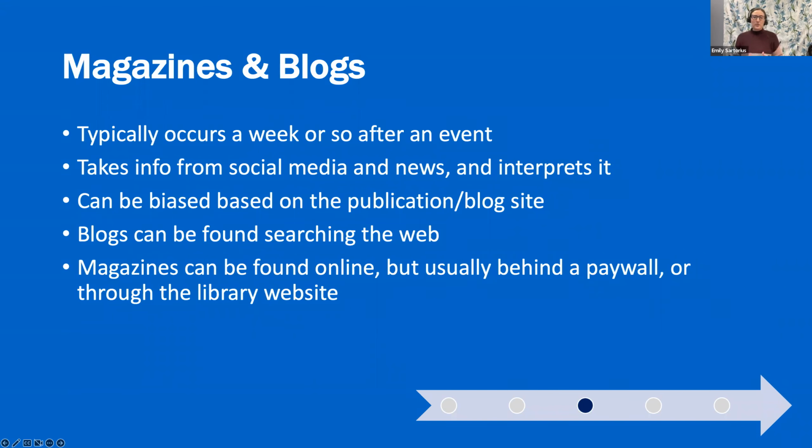Blogs can be found by searching the web, while magazines can be found in print or online. And if they are found online, they're usually behind a paywall. To avoid that, though, you can search magazines through the library website. We have subscriptions to lots of different magazines here at the Bell Library. So if you're looking for a specific magazine article, we might have access to it. And if we don't have access to it currently, we can get you access to it through our interlibrary loan services.